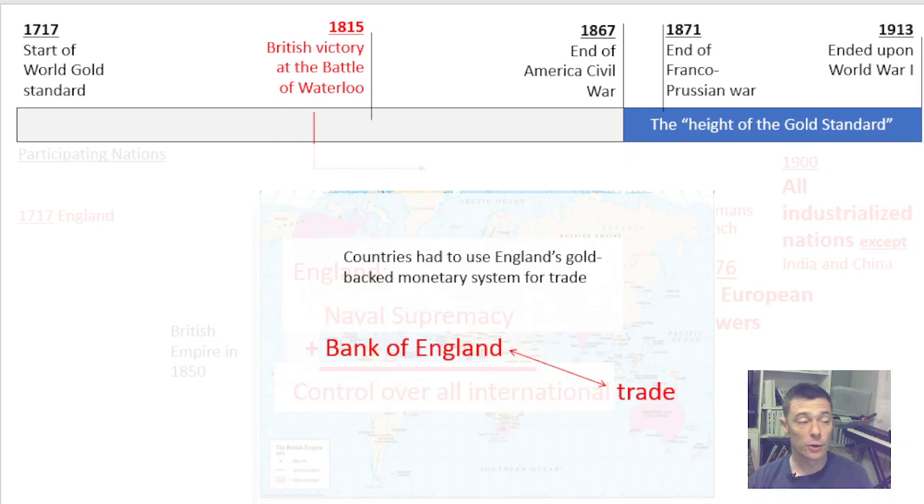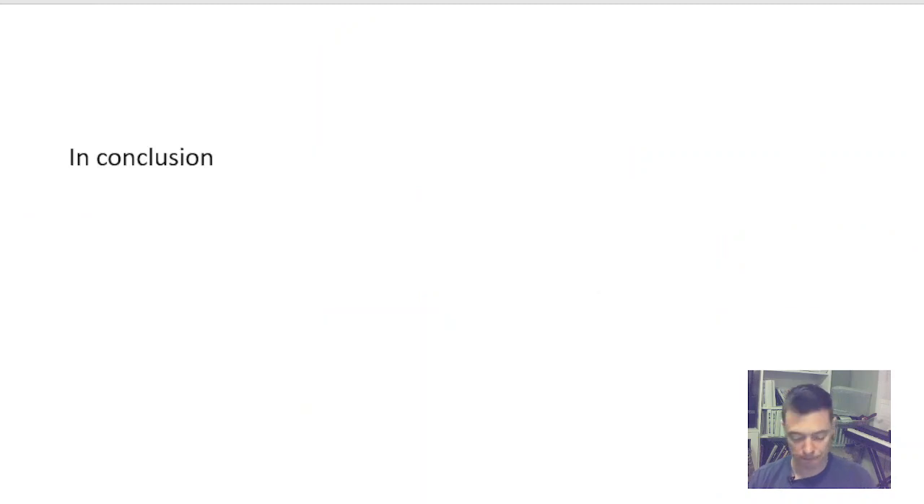And if you were another country and you wanted to trade internationally, which a lot of other countries did, you had to go through England. England was the one setting the rules on this, and the Bank of England was the one who was going to give you access to this. You would need to use their gold-backed notes, and you would need to use their gold-backed monetary system.